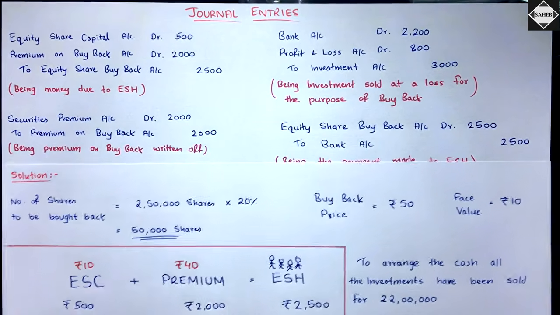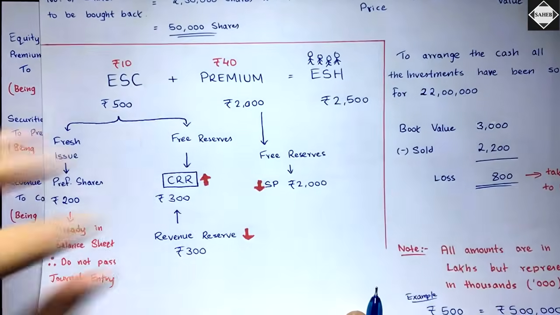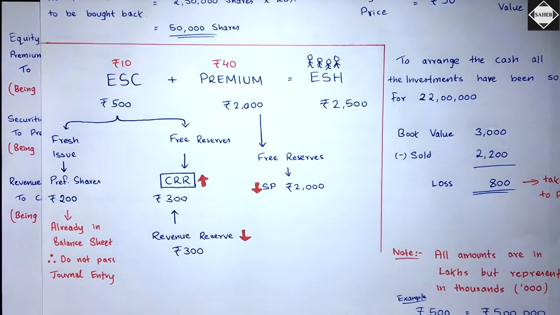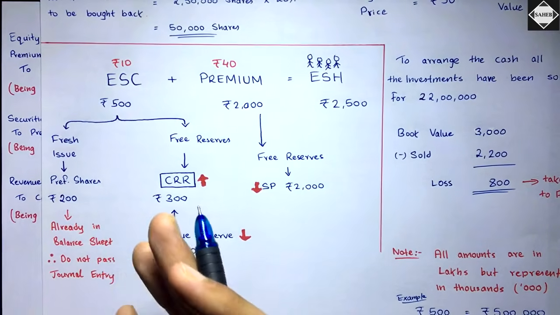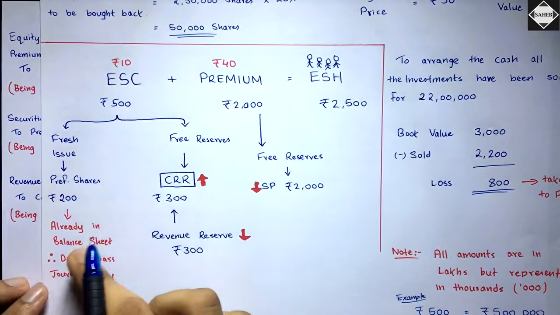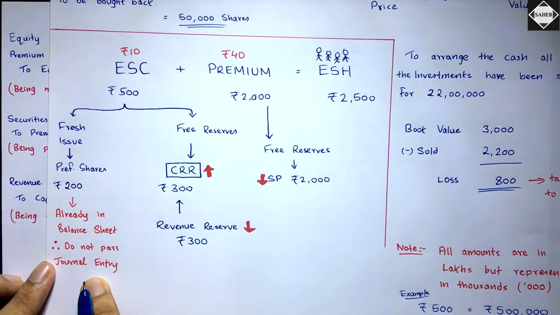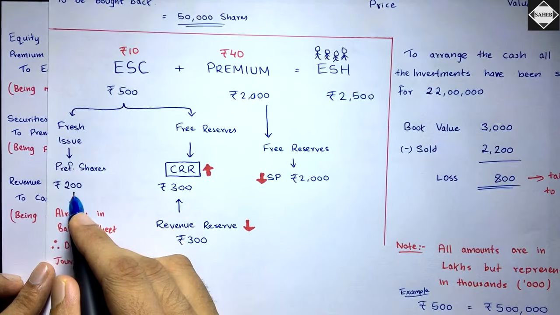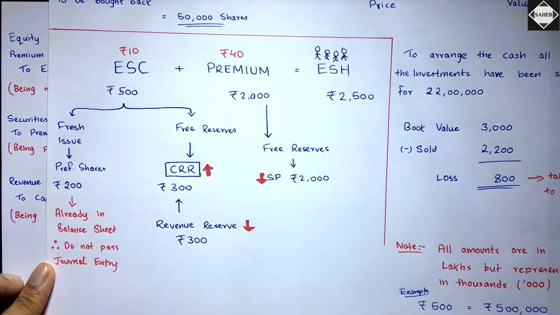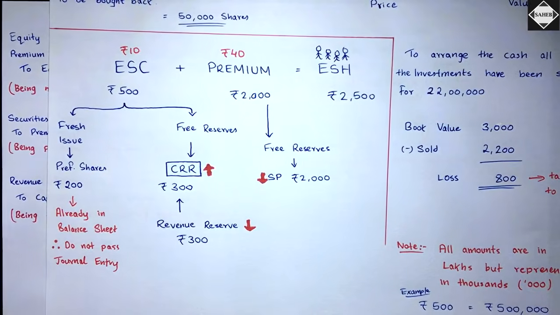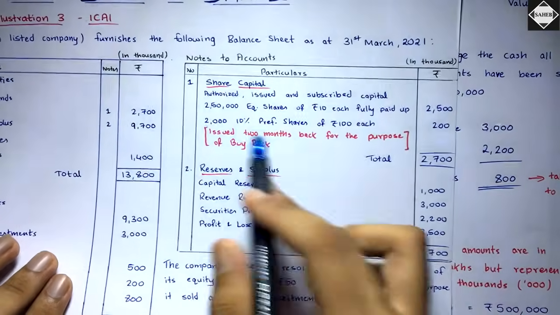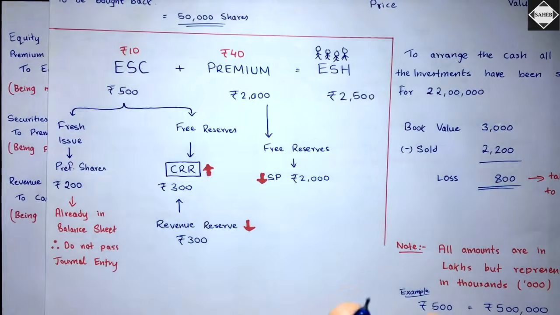Next, you have replacement of capital. Now in replacement of capital, fresh issue is done 2 months back. It's not actually a fresh issue, right? It's done 2 months back and it's already there in the balance sheet, so you must not pass any additional journal entry. This 2 lakh preference shares is already existing in the balance sheet which is given in the question, so we are not going to pass any additional journal entry. See here in the balance sheet in the question, it's already there. So no additional journal entry for that.